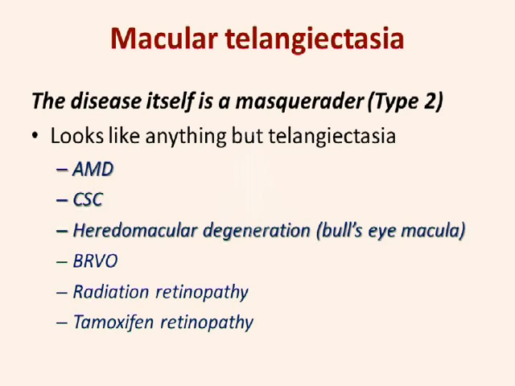Now I come to my favorite. Macular telangiectasia itself is a masquerader actually. Now this disease name itself is a misnomer because the commonest manifestation of macular telangiectasia is type 2 disease, and in type 2 disease you never ever see clinical telangiectasia. Almost never, right? Some people may say that in a very high resolution picture you can, but on a default examination you don't see them. So that's why it's called occult telangiectasia by Gass. So it can look like AMD, CSC, hereditary macular degeneration, BRVO, radiation retinopathy, even cancer-induced tamoxifen retinopathy.